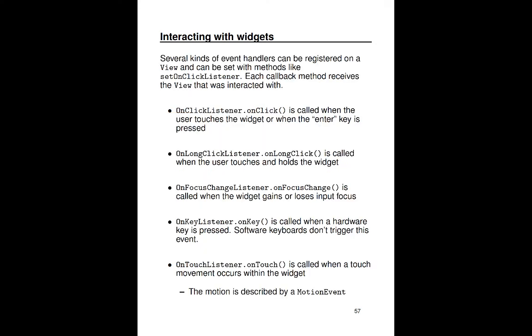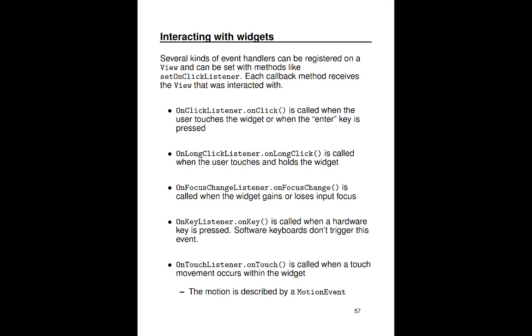All views support a couple of kinds of listeners, and you can register the listener using methods like setOnClickListener. These callback methods all receive the view object that's being interacted with. And this can be quite convenient if you then want to set some state on the view in response to the event. So let's look at some of these callback methods. The onClick method of onClickListener is called when the user touches the widget or when the enter key is pressed. OnLongClick, which is on a different listener interface, the onLongClickListener, is called when the user taps and holds the widget.